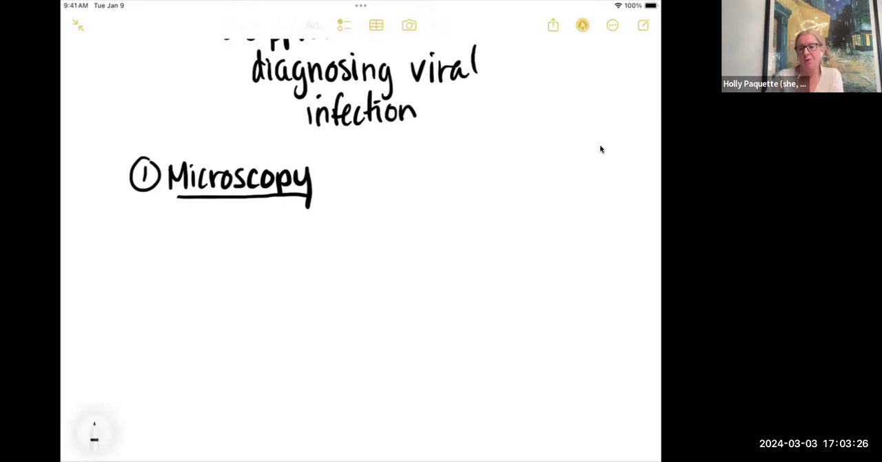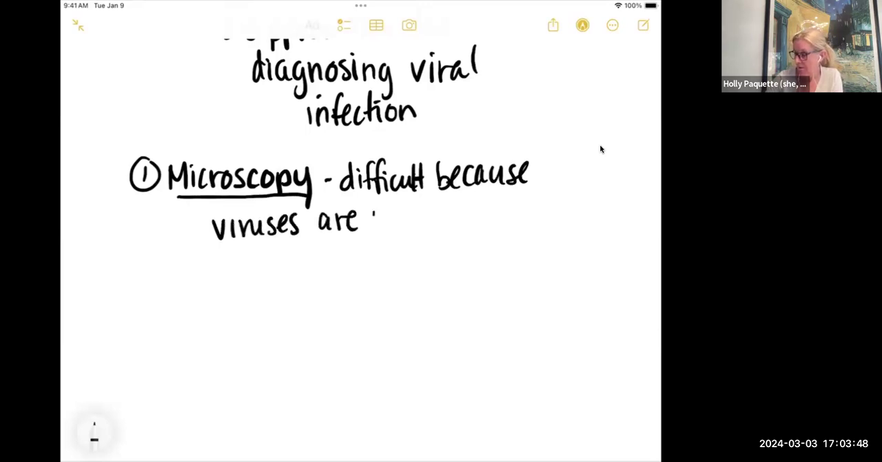The problem with this, for many of the viruses that we have, is that you have to have a very high power microscope to look at these, and you have to be trained to know what to look for. So this is difficult because viruses are very small. So we might do this for a bacterial infection because bacteria are bigger. For viruses, you really have to be a specialized lab for this.